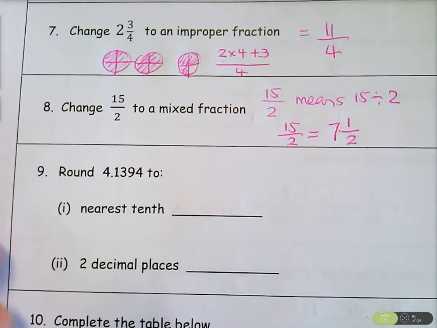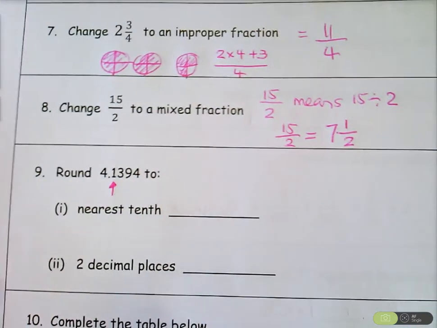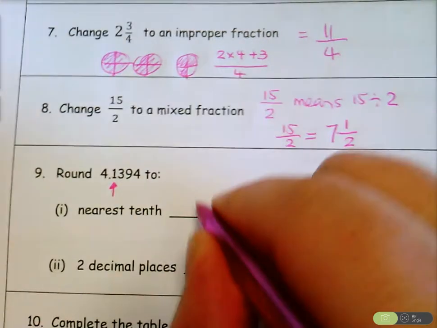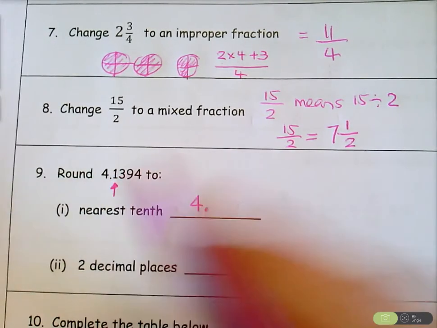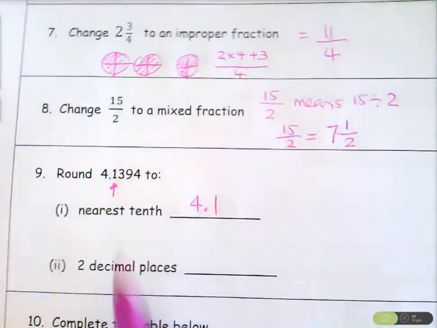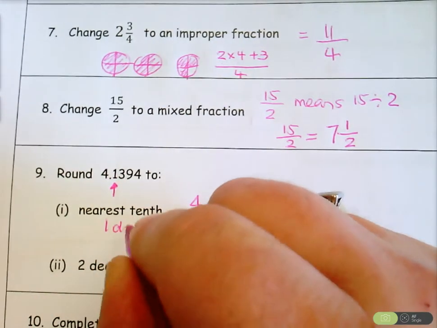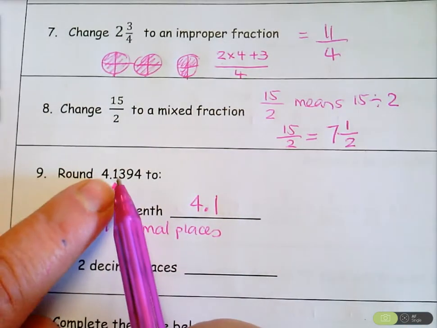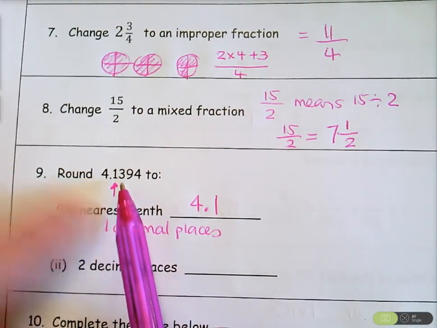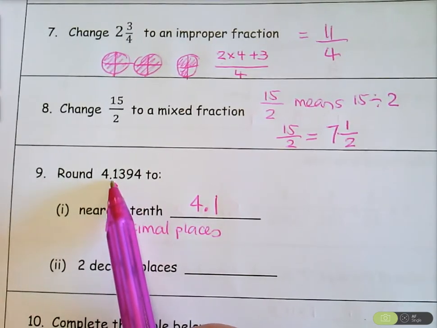Round the following to the nearest tenth. The tenths column is where the 1 is. So I'm allowed to have 4 point and only one more number. So girls, is it going to be 4.1 or 4.2? Girls, 4.1. If I want to round it to the nearest tenth, that is just rounding to 1 decimal place. You have to round it to the tenths column. So I look at the number after the tenths column, which is a 3, and that 3 is less than 5. So the 1 stays the same.